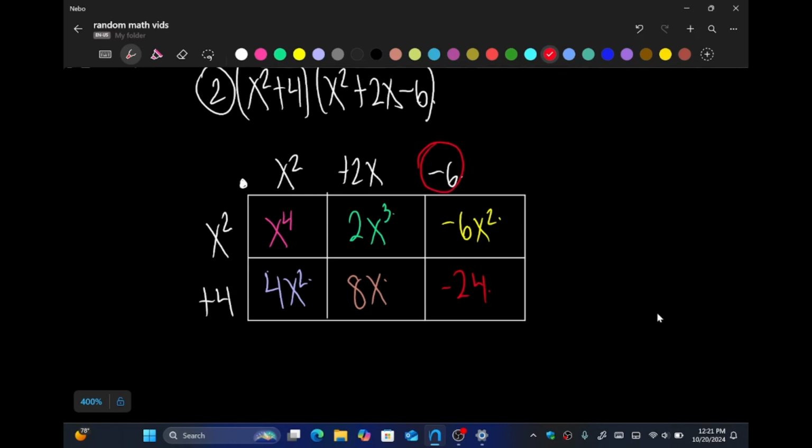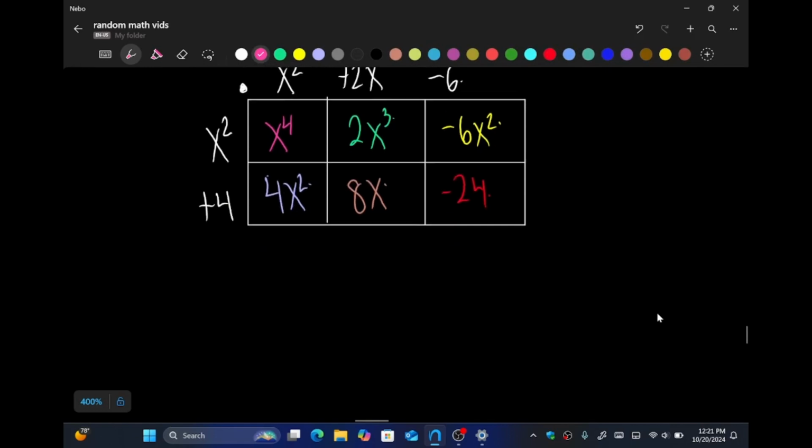So now we just want to write this down. We have x to the 4th. And you can write it in whatever order you want, either x to the 4th and then plus 4x squared, or x to the 4th plus 2x cubed, and so on and so forth. But I'm going to write it this way: plus 2x cubed, and then minus 6x squared, and then plus 4x squared.